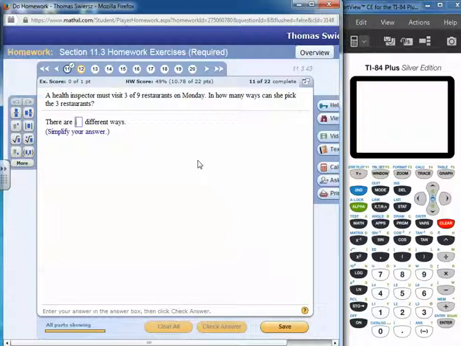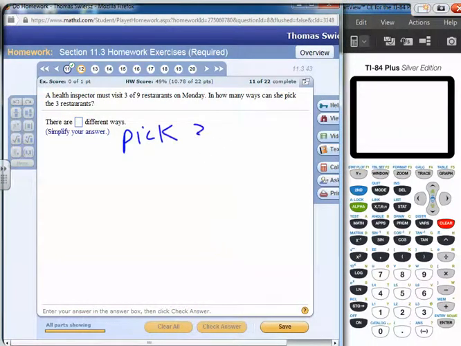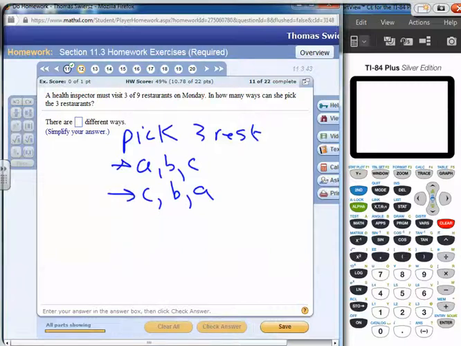All right, a health inspector must visit 3 of 9 restaurants on Monday. In how many ways can she pick the 3 restaurants? Here, you're just picking 3 restaurants, not saying how many different orders. Whether you pick restaurants A, B, C, or C, B, A, it's the same 3 restaurants, so order doesn't matter. This one is a combination. We have a total of 9, and we're selecting 3, so the answer is 9C3.